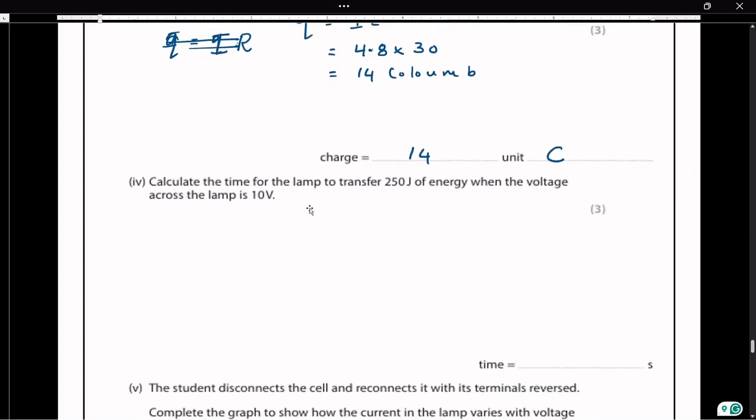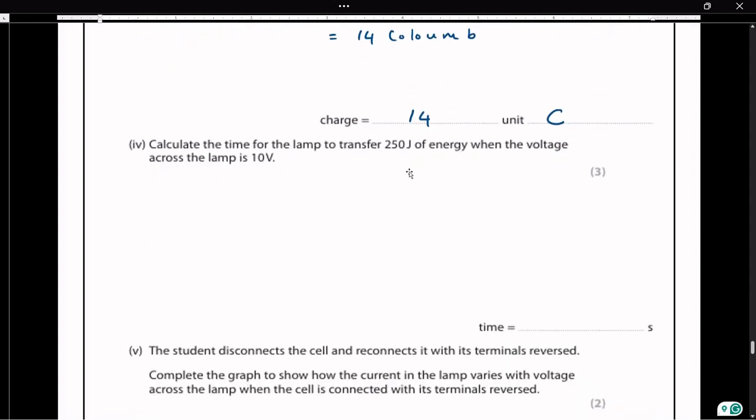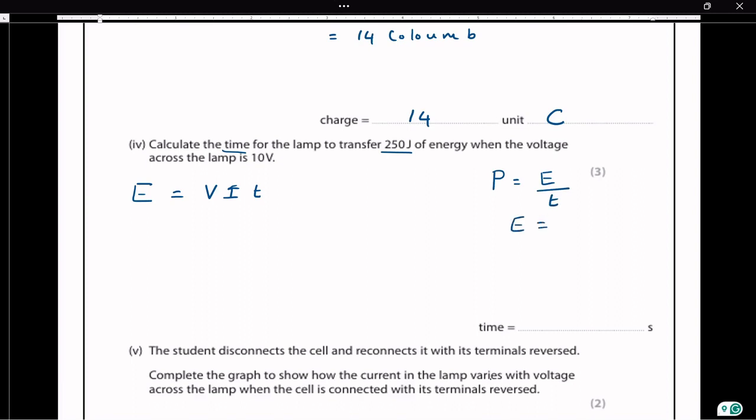Then calculate the time for the lamp for the transfer of 250 joule of energy when the voltage across the lamp is 10 volt. Calculate the time. We have an equation for energy, which is V I t. In fact, we are getting this relation from power. Power is the rate of transfer of energy. From this we can write an equation for energy as power times t, and also we know that power is the product of current and voltage. From this only we are getting E equals V I t.